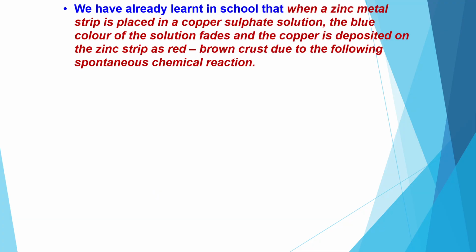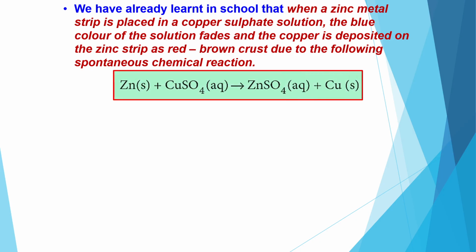We have already learned in school days, when a zinc metal strip is placed in a copper sulfate solution, the blue color of the solution fades and the copper is deposited. The zinc strip is red, brown cast due to the following spontaneous chemical reaction. So this is the reaction happening during this particular observation. Zinc plus copper sulfate gives you zinc sulfate and copper.